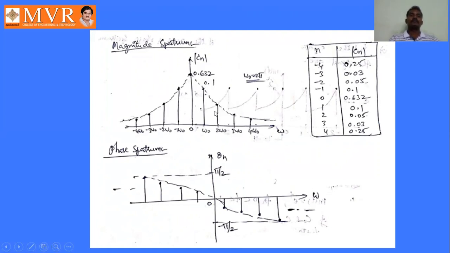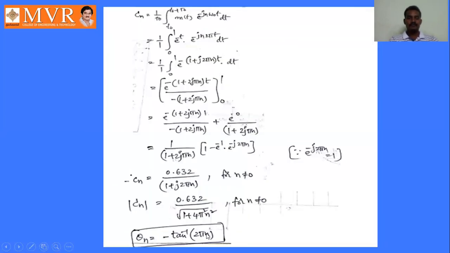So this is the magnitude spectrum, and similarly the phase spectrum, between theta n and omega, will be in between minus pi by 2 and plus pi by 2. If n is 1, then it will become minus tan inverse 2π.